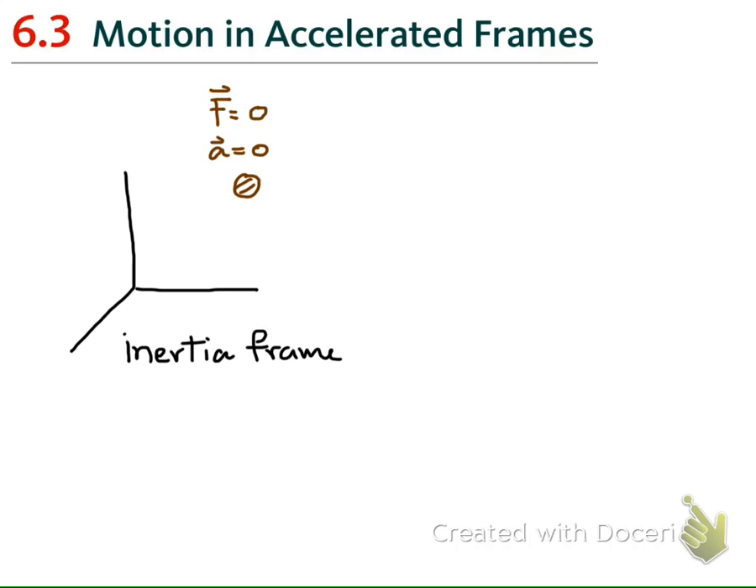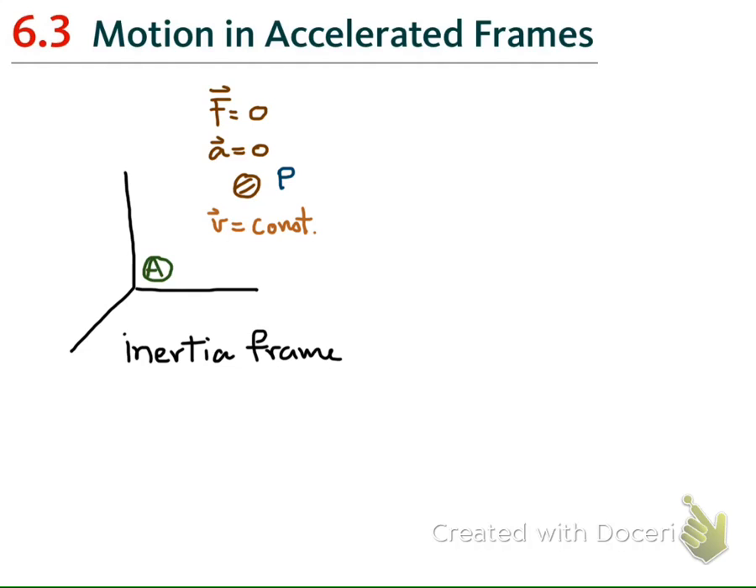And if A is 0, it means that the velocity of the object is a constant. It may remain at rest, where the velocity is 0, or it moves with a constant velocity. We will call the observer on this inertial frame A, and we will call this object P.